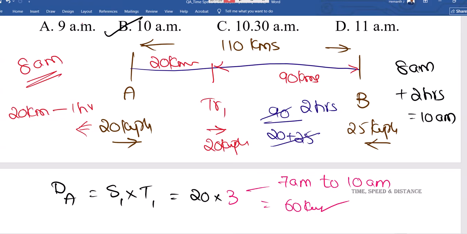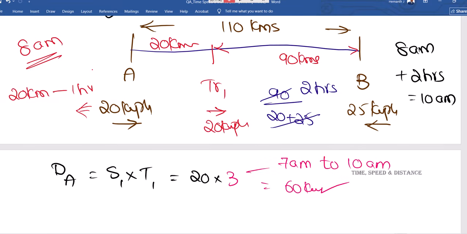If from B, don't just say 110 minus 60 is 50. Agreed, the answer is 50. The total is 110, so if this is 60 the other should be 50. But in the exam they'll ask only one among these, so don't depend on the other. Directly, the distance from station B is by the second train, moving from station B. The speed of the second train is 25, and the time taken is 2 hours, which gives 50 kilometers from station B. Station A is 60.